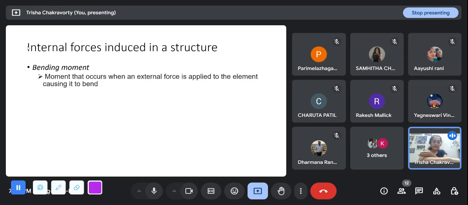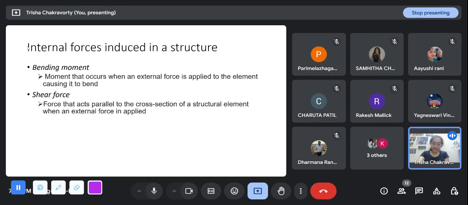So the moment that is developed at each cross section is the bending moment. We study these forces according to cross section. At one cross section, we assume mostly a uniform bending moment is developed. The next is shear force. Shear force is the force that acts parallel to the cross section of a structural element when an external force is applied.